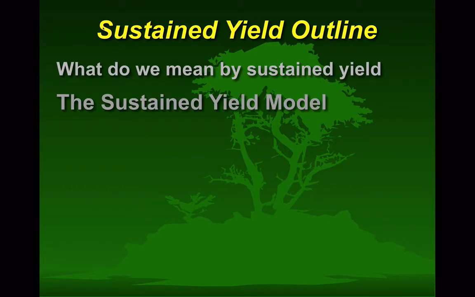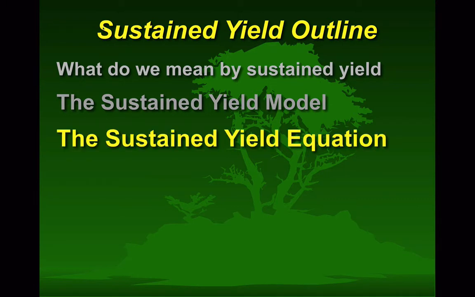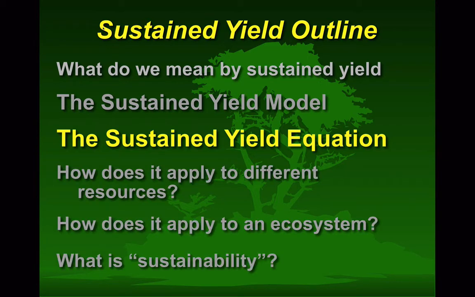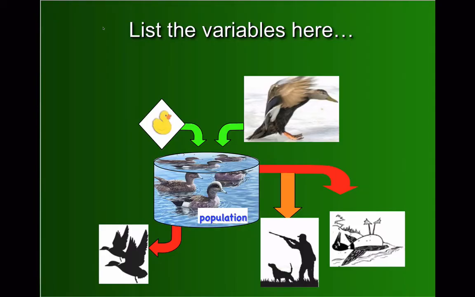Okay, so we talked about the meaning of yield. We described a model. Now we're going to go into the equation, which is based on the model, and then talk about how it applies to different resources and ecosystem and its difference between that and sustainability.